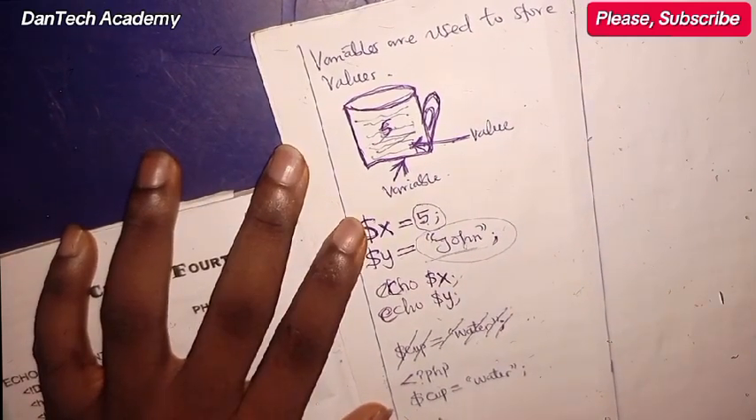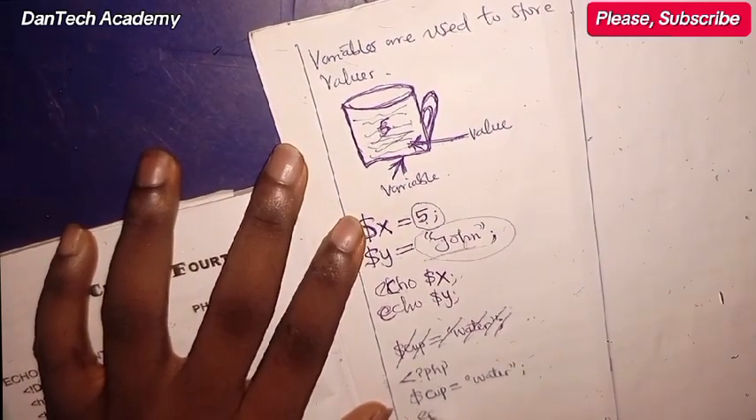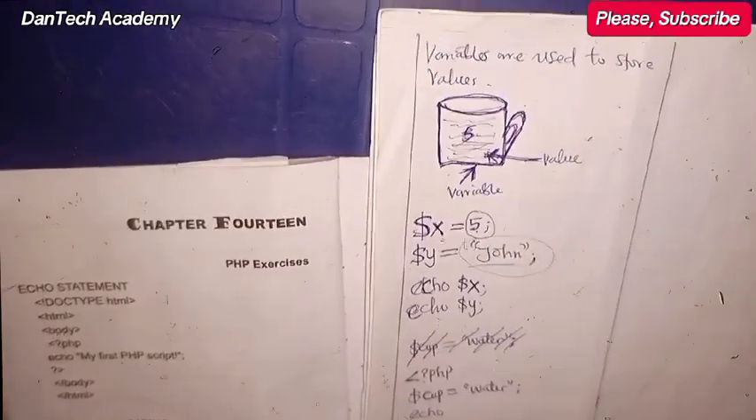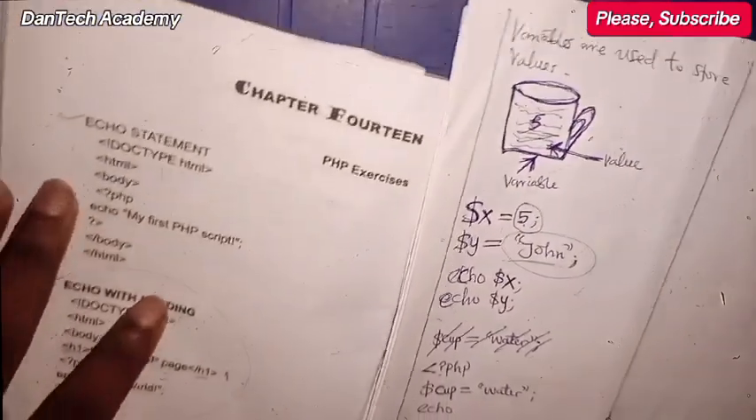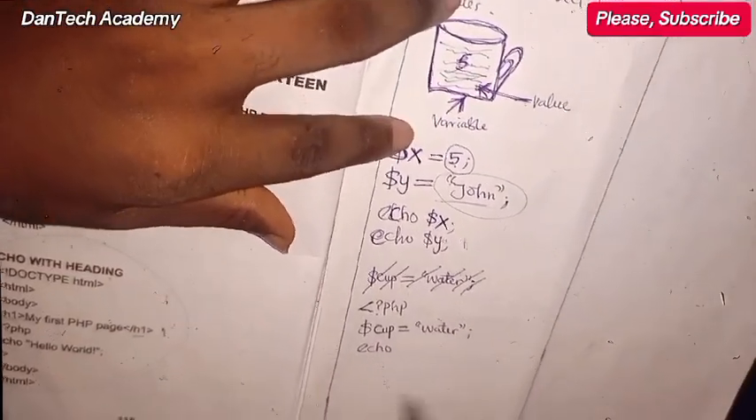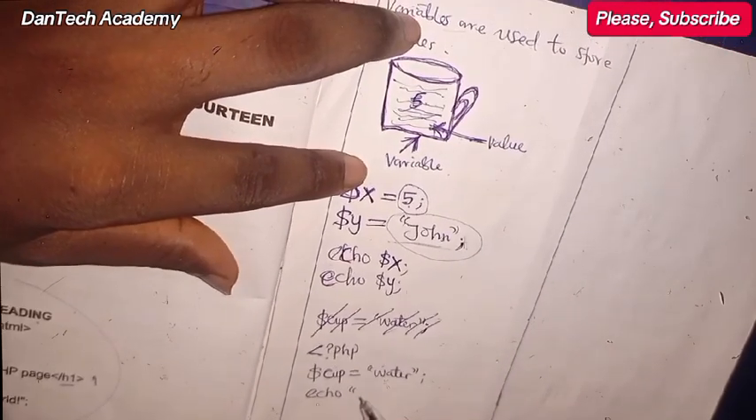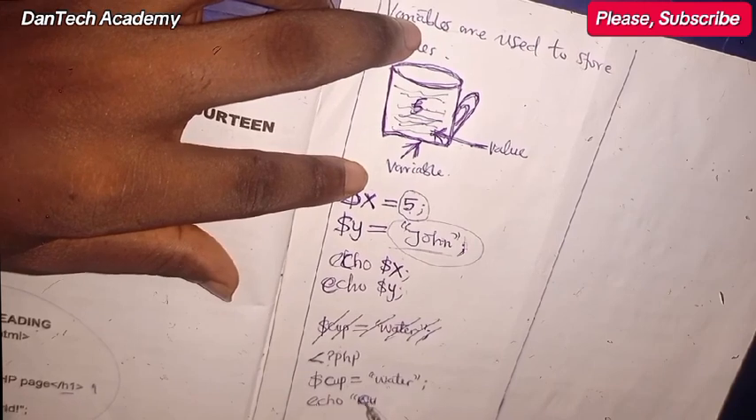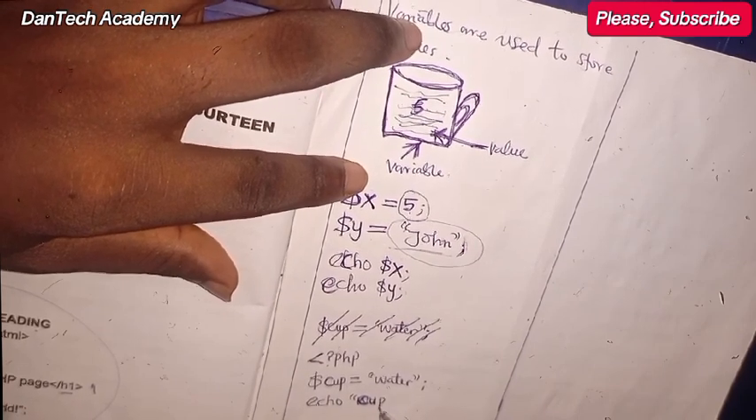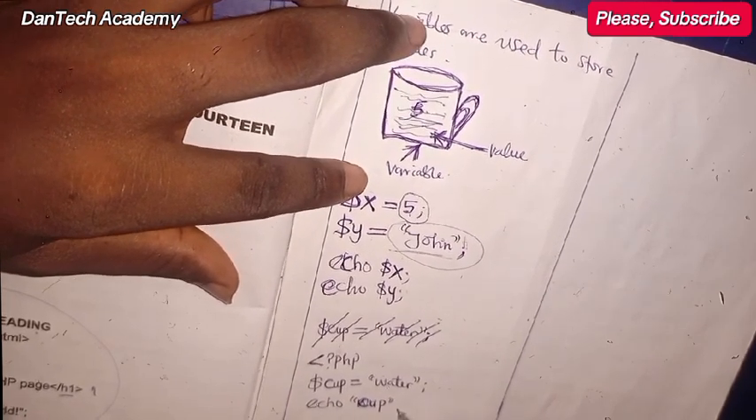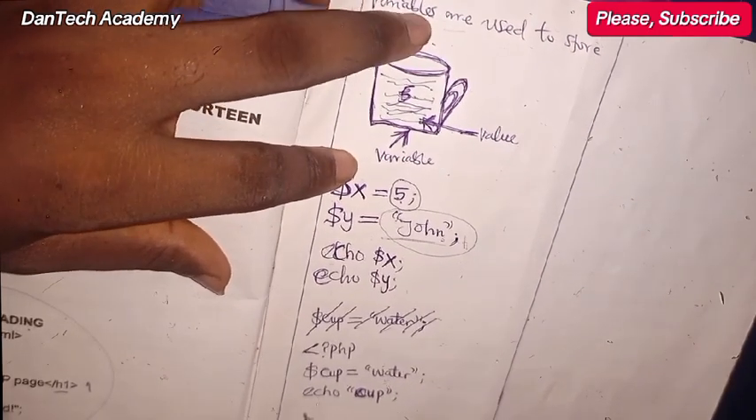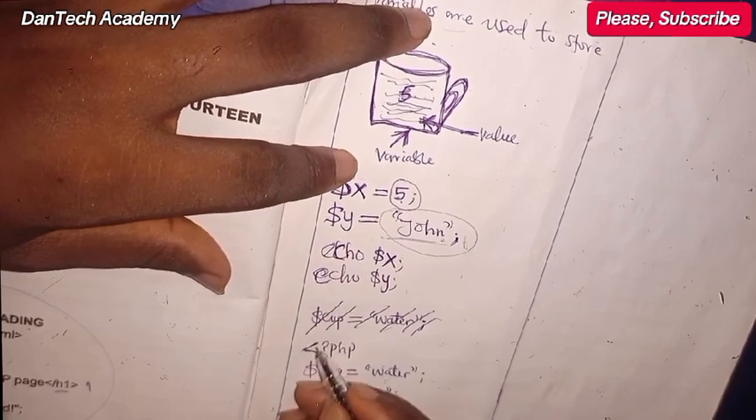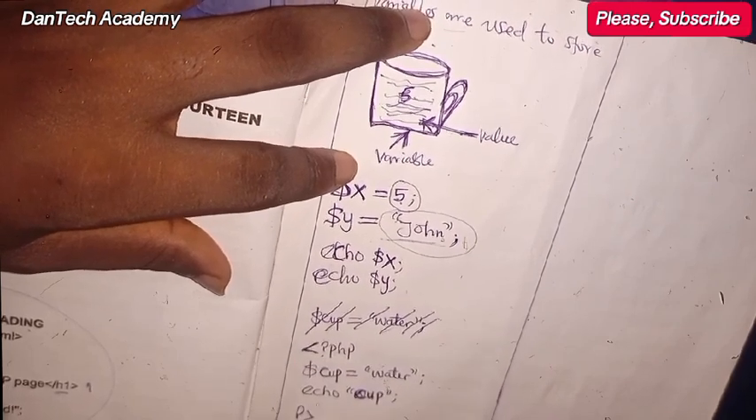So next I want to do is to say echo, sorry, I will say echo what? Echo water, sorry, echo cup, not water. Echo cup. And after everything, I will now close my PHP tag. So I open it here, okay? So I will close it.